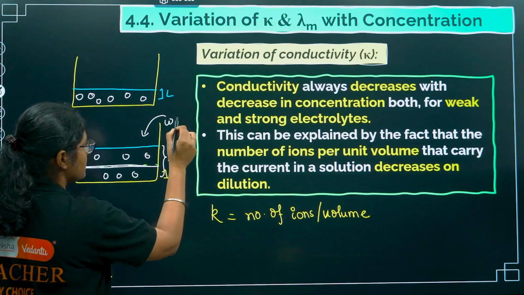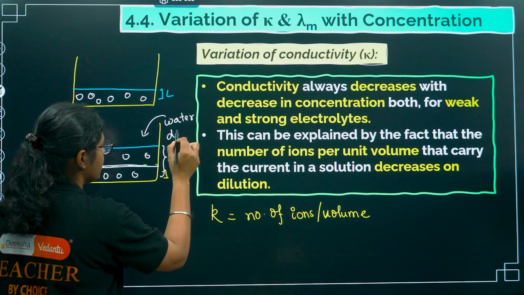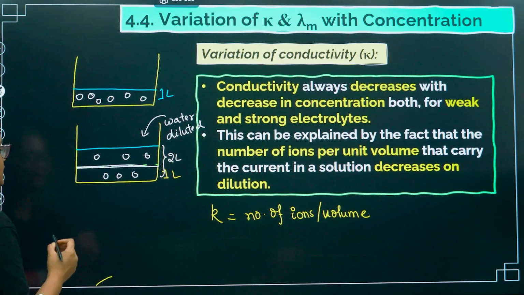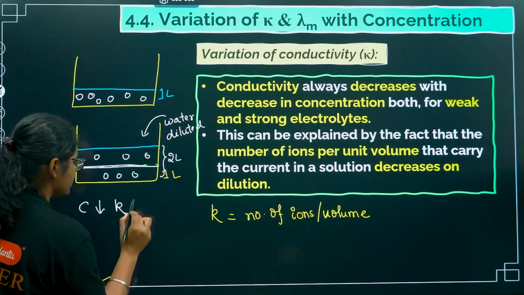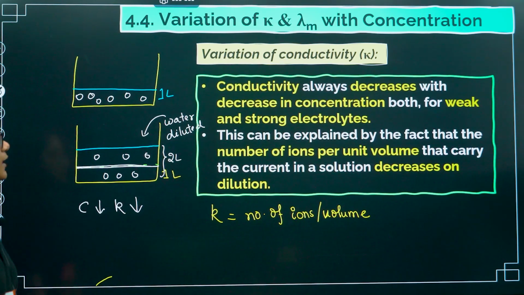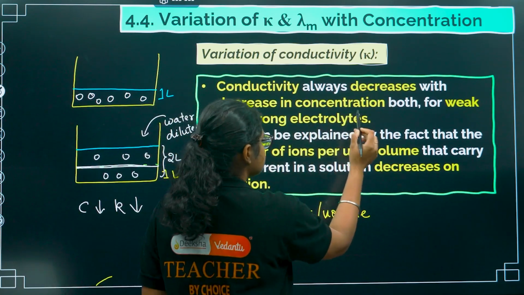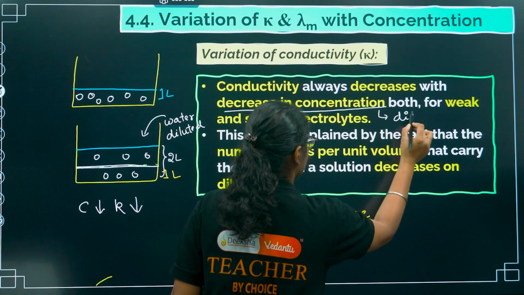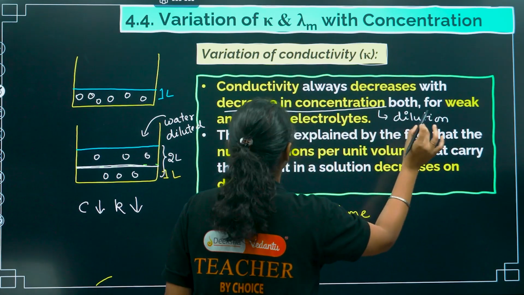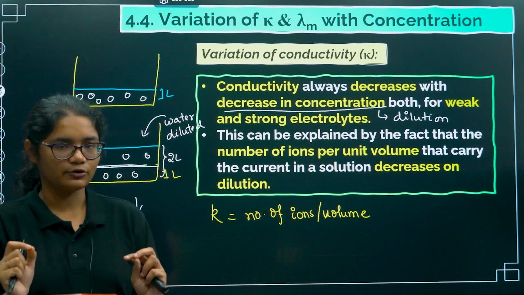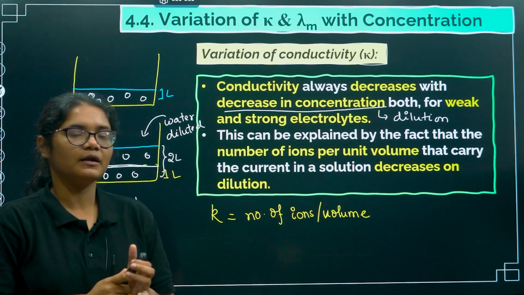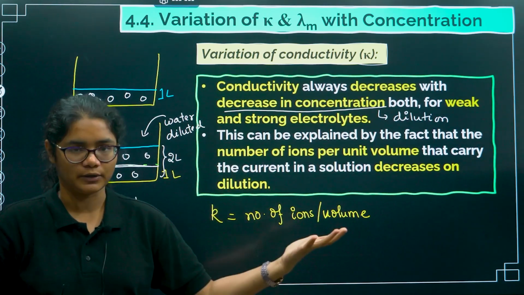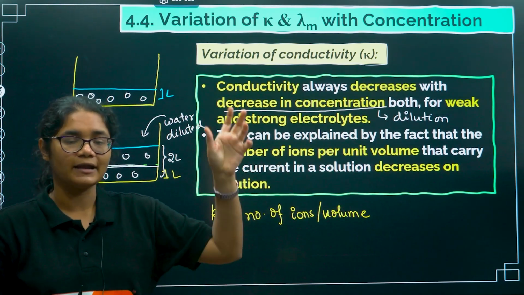So what have we added? We have added water, right? So you have actually diluted it. Diluted means what? Concentration has decreased, right? So when concentration decreases, I can say that kappa also decreases. So conductivity always decreases with the decrease in concentration. Decrease in concentration means dilution. For both weak and strong electrolytes, whether you take a weak electrolyte or a strong electrolyte, it doesn't matter. Whenever you dilute it or decrease the concentration, you can decrease the concentration only by adding more water.